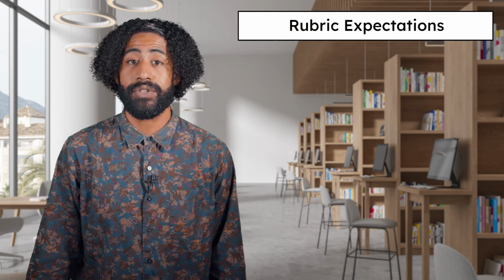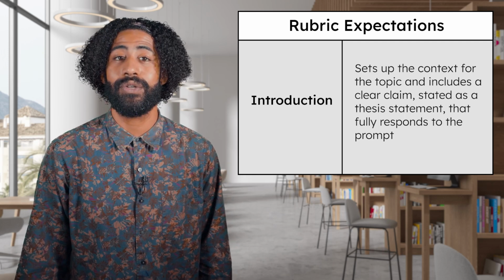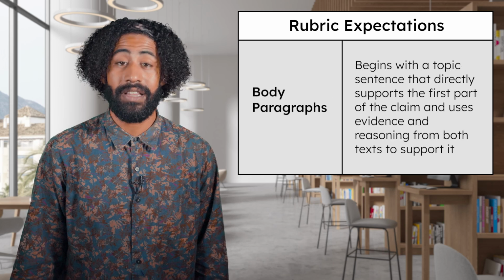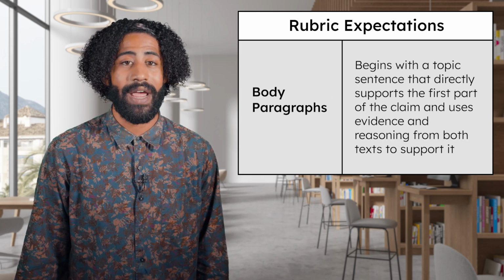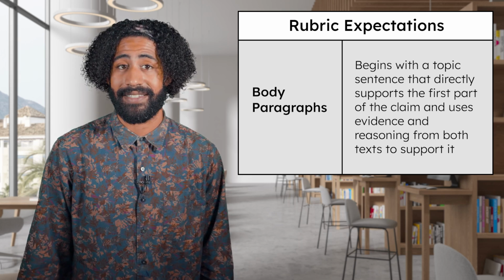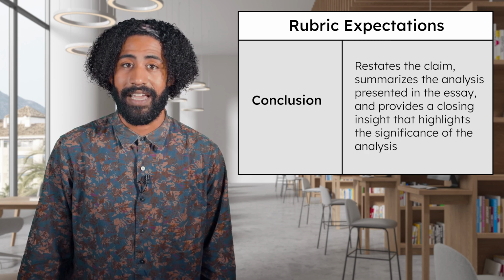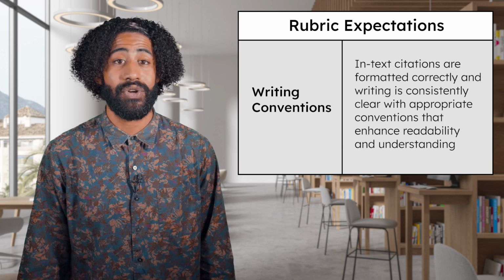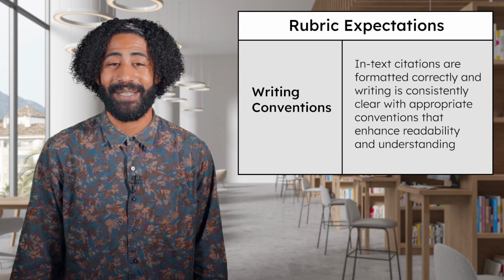Your essay will also include an introduction that sets up the context for the topic and includes a clear claim, stated as a thesis statement. You'll have two body paragraphs that each begin with a topic sentence that directly supports the claim and use evidence and reasoning from both texts to support it. Finally, in your conclusion, you'll restate the claim, summarize the analysis, and provide a closing insight. Make sure your in-text citations are formatted correctly and your writing is clear.